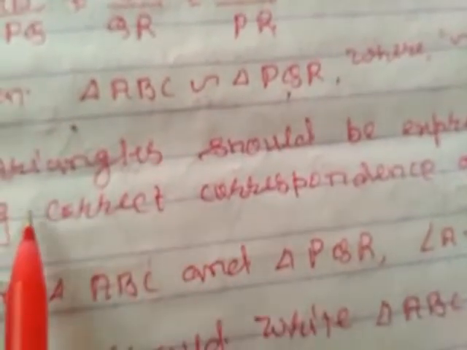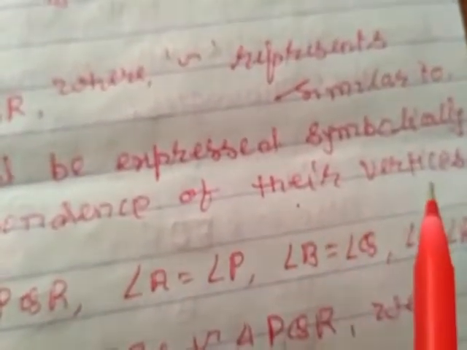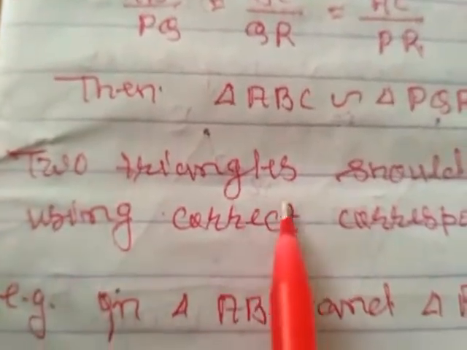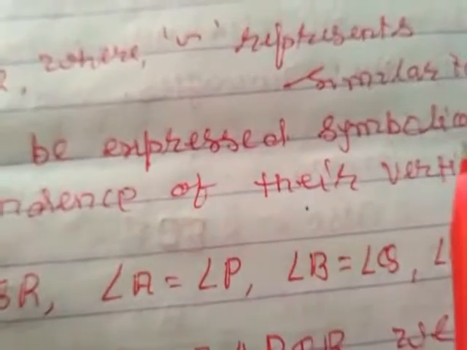Now, two triangles should be expressed symbolically using the correct correspondence of their vertices.